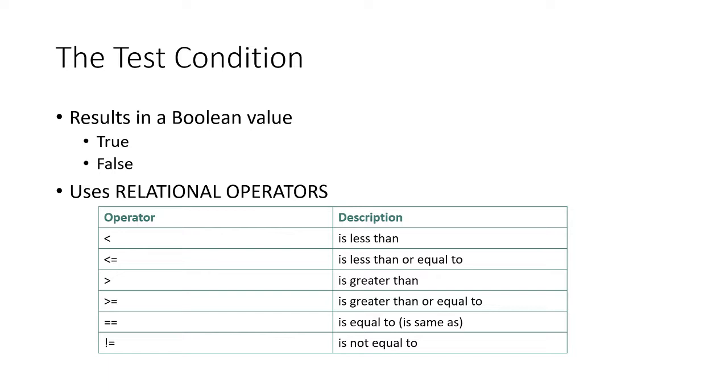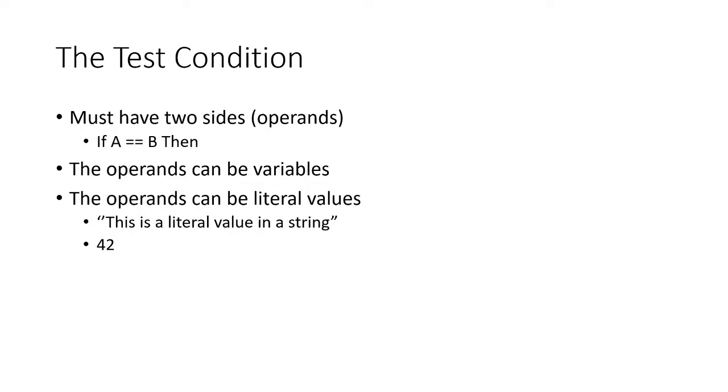So our test condition for a loop is exactly the same as our test condition for an if statement. It results in a true or false value. We use the relational operators less than or equal, greater than or equal to, and is not equal to. Just like when we're forming our condition for an if statement, our condition must have two sides, like if A equals B. A is one operand or one side, B is the other operand or the other side. Our operands could be literal strings or values within the code. That's fine.